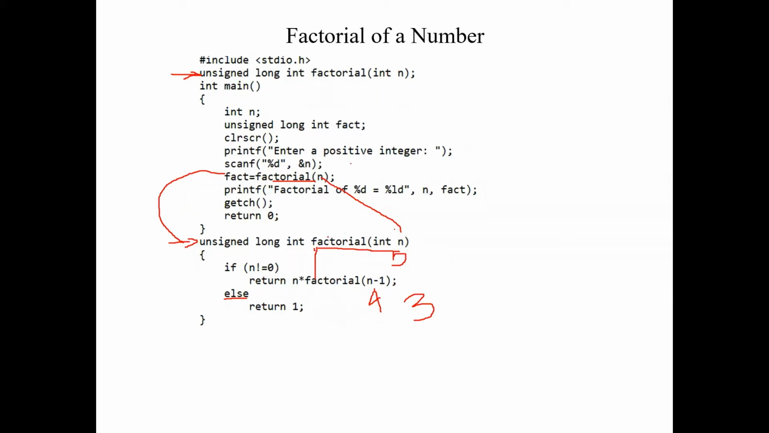Again, it will be calling the factorial. n value will be 1. It is checking whether n is not equal to 0. It is not equal to 0. It will be returning 1 into factorial of 1 minus 1. Now, it will be making the last factorial call, where factorial of 0.